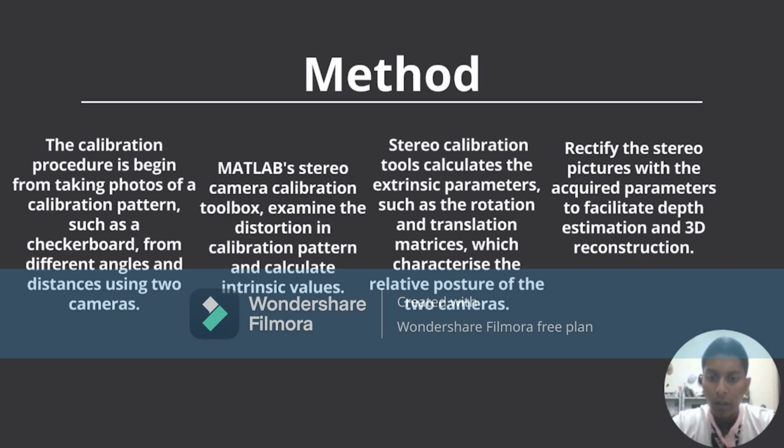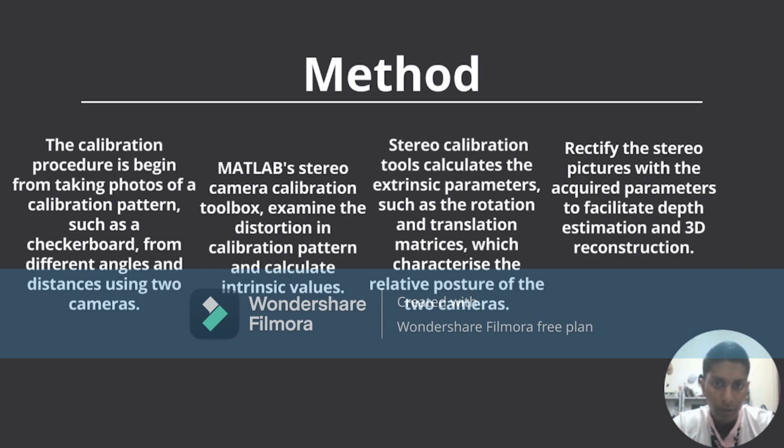I would like to explain the method used in this project. The stereo camera calibration aims to identify intrinsic and extrinsic characteristics for each camera in a stereo vision system. These parameters are required for proper 3D reconstruction and depth estimation. First, the camera calibration procedure begins with taking photos of a calibration pattern such as a checkerboard from different angles and distances using two cameras.